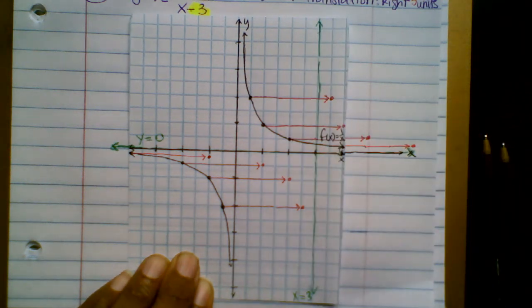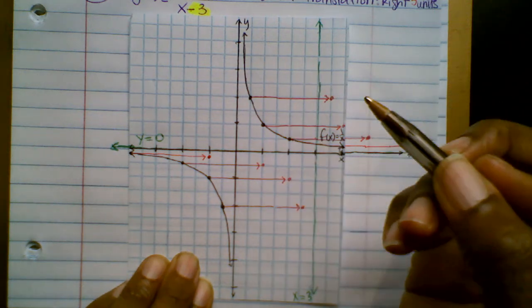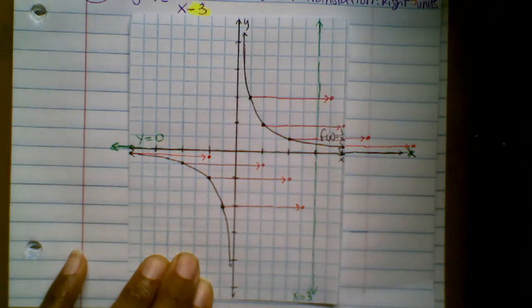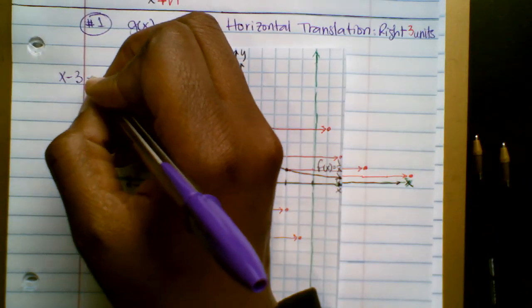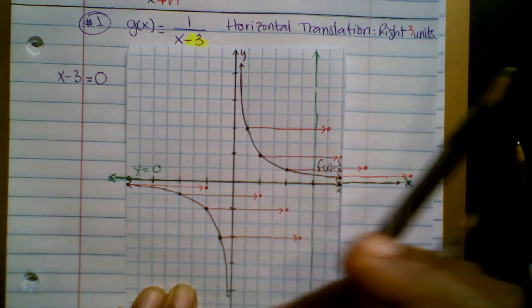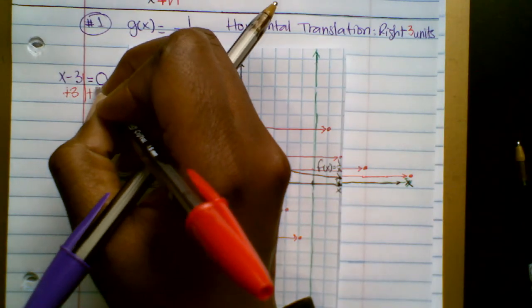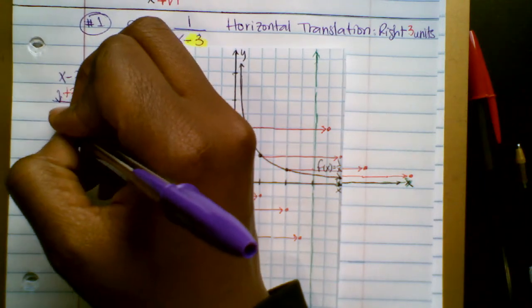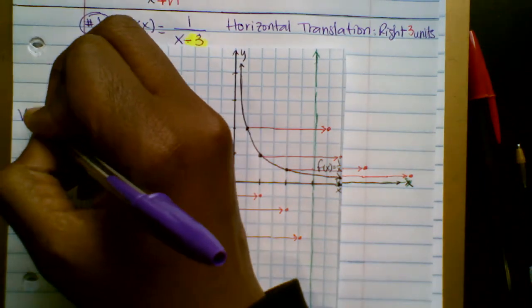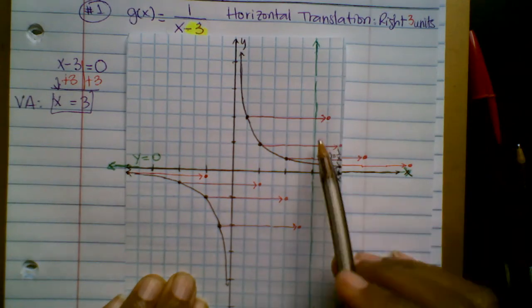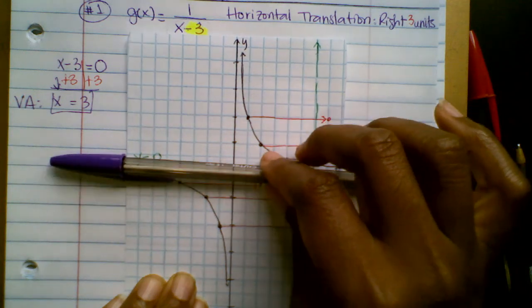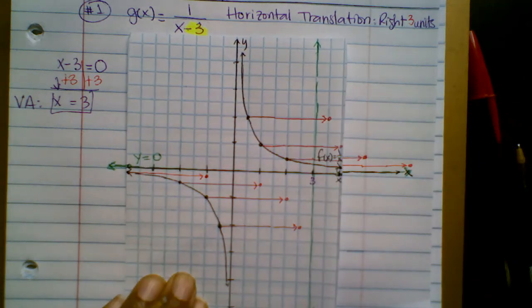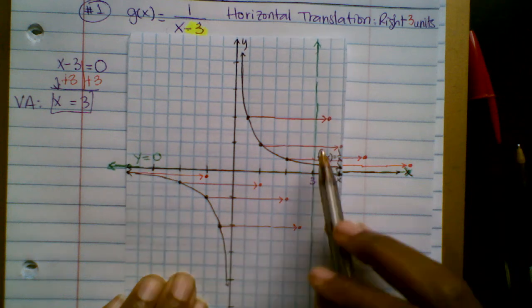And how did I end up with the vertical asymptote? I have to find it algebraically. You look at the denominator, which is x minus 3, set it equal to 0, and solve for x. You add 3 on both sides and end up with the equation x equals 3. So that's the vertical asymptote, VA, a line that cuts the x-axis at 3. The horizontal asymptote remains y equals 0.